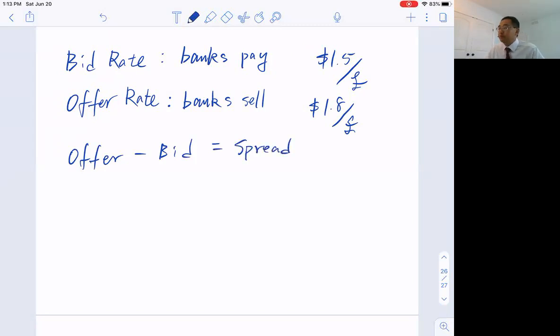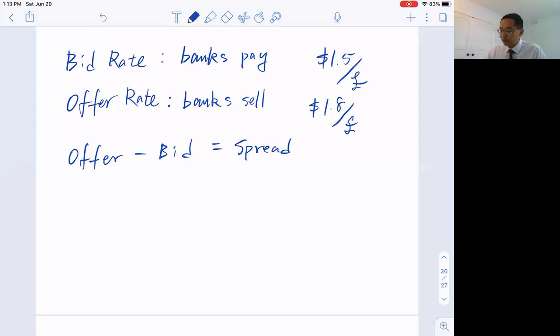Okay, and the spread is how much the bank makes, right? That's why they're willing to participate in the foreign exchange market. Essentially, they buy foreign currencies at a lower exchange rate and then they sell them at a higher one, so they make the difference, the spread, as their profit.